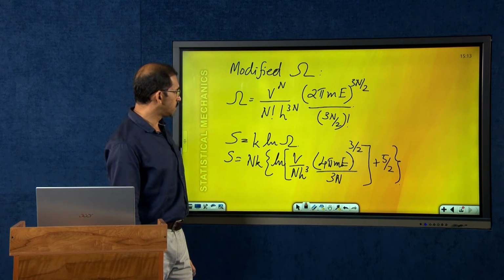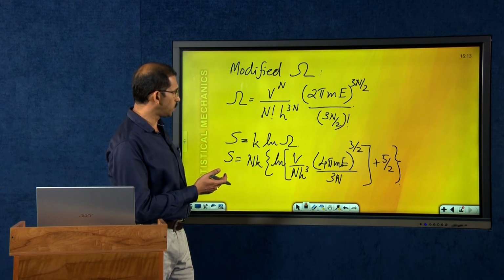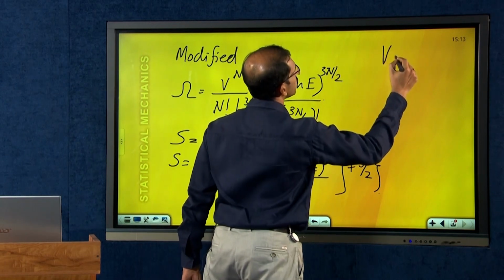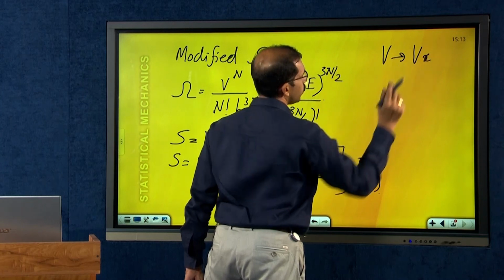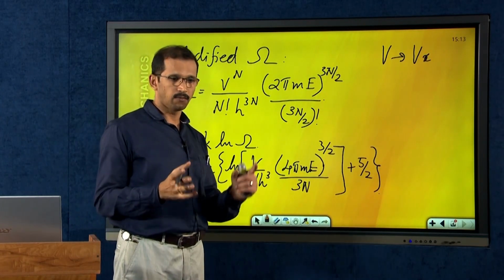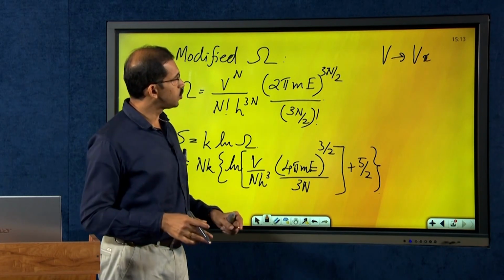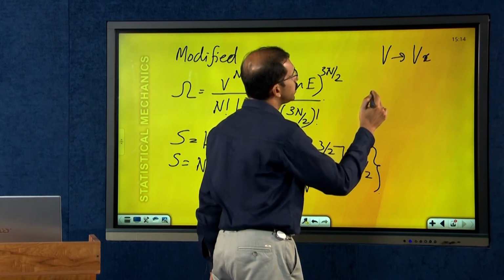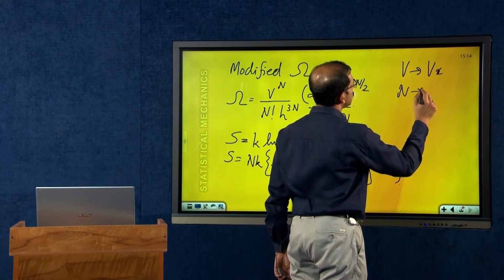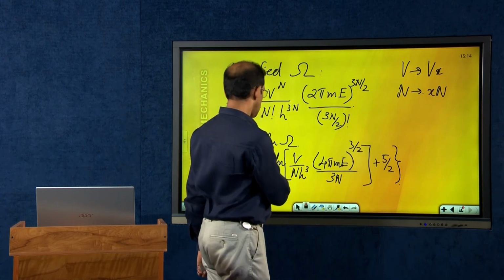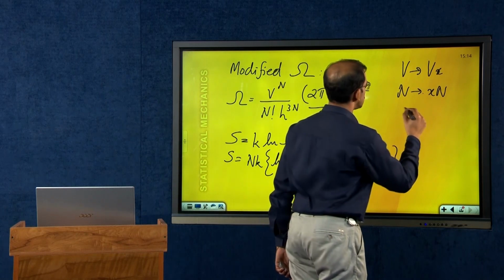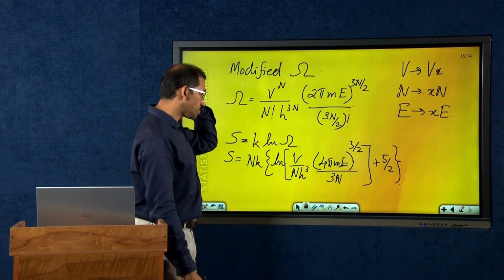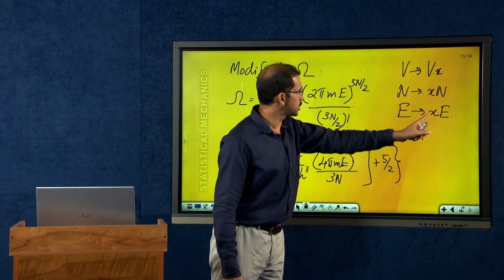Now, what do you do? If we want this expression to be proved correct, we need to check for the extrinsic parameters. Extrinsic means if we increase the system by x, it should be correctly reflected in all the extrinsic parameters in that expression. So, V should be changed to xV, n should change to xn, and e should be changed to xe. So, what you have to do is substitute all these into this expression.